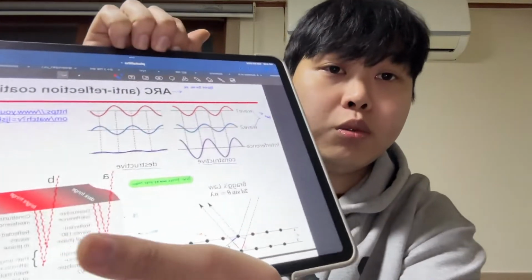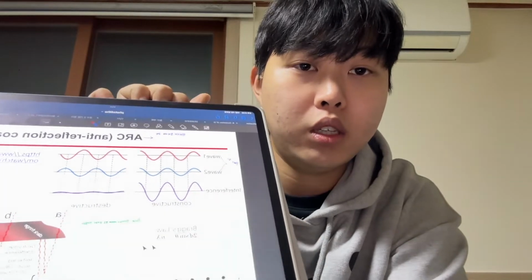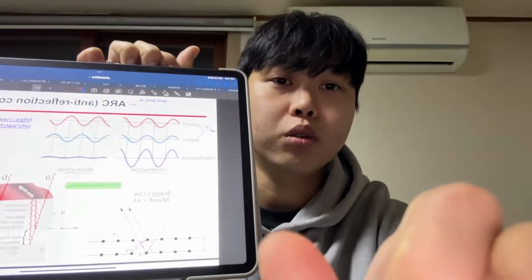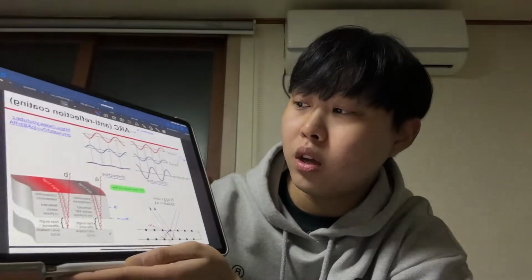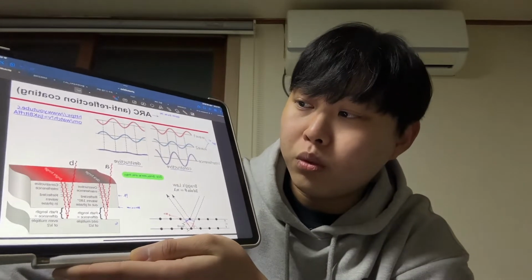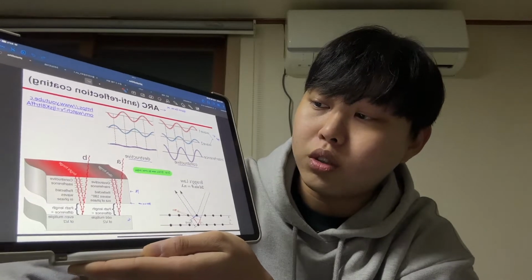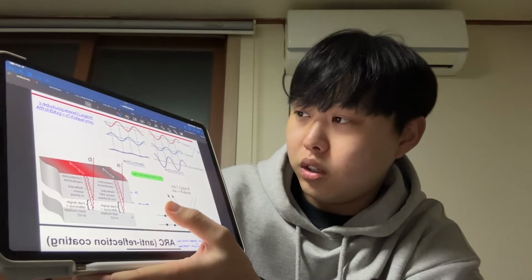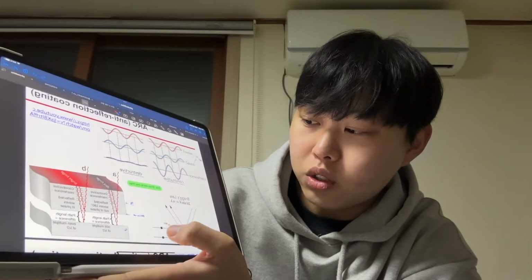As you can see here, when wave 1 and wave 2 come into the wafer, they have the same phase, so the constructive interference occurs. And in this case, they have a 180 degree phase difference, so the destructive interference occurs. So we are going to use this method to reduce the constructive interference.